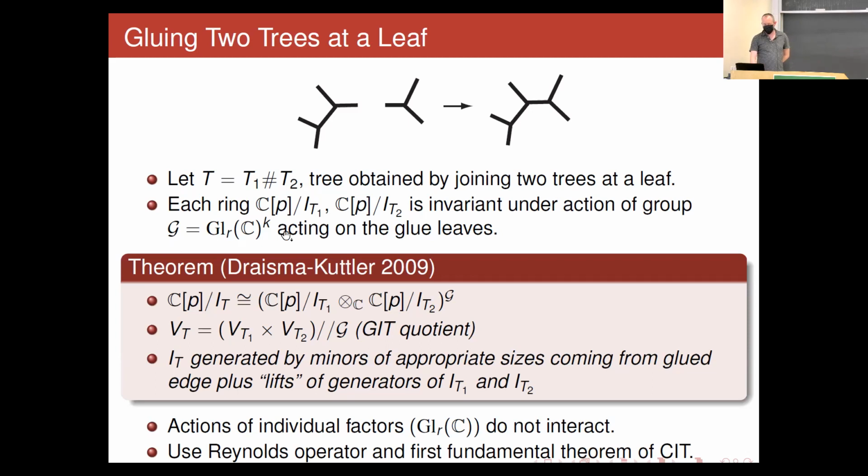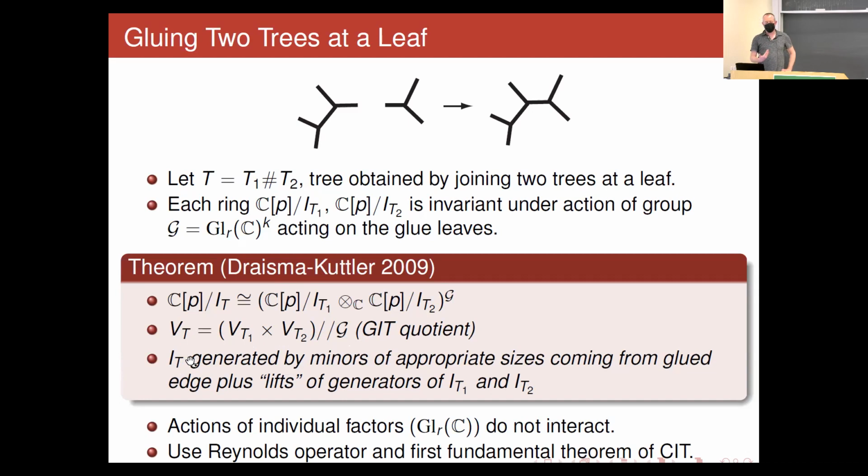Of course, it's acting on the variety, but it's acting on the coordinate ring as well, since that's what we want to understand. We want to understand what these equations are. And the thing that you observe is that the coordinate ring for the big tree is actually just the invariant ring of that action on the two components, where you have it acting by G on one side and G inverse on the other. So in other words, the variety for the big tree is just a GIT quotient of the product of those two varieties, quotiented out by this algebraic group.